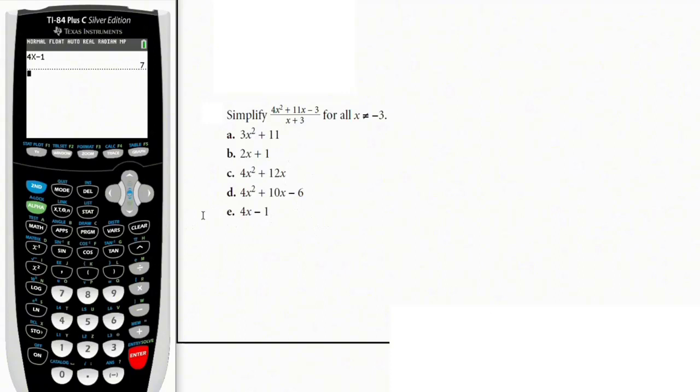Don't forget to reset the calculator once you're done. Just press the second button, this plus button, go for option 7, press 1 and press 2.